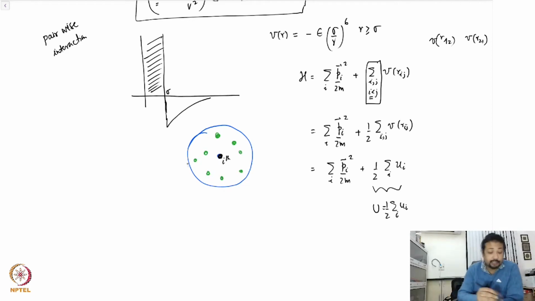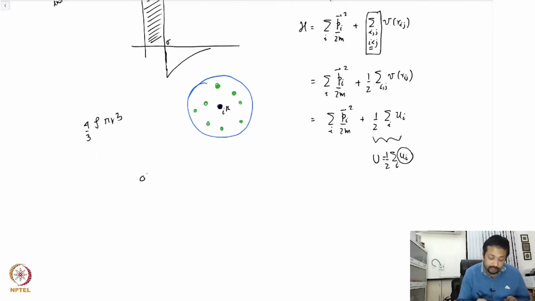How many particles can it have? Rho times the volume, right? 4 by 3 pi r cubed. So the idea is that I want to replace this u_i by a mean field energy that this ith particle feels, and the way to do that is we can write down this phi, or let's say we will just write u_i.